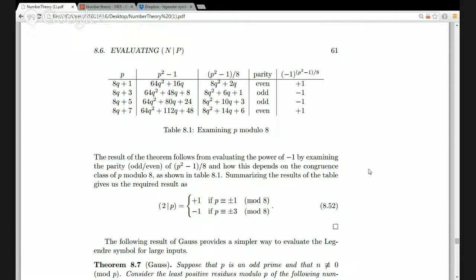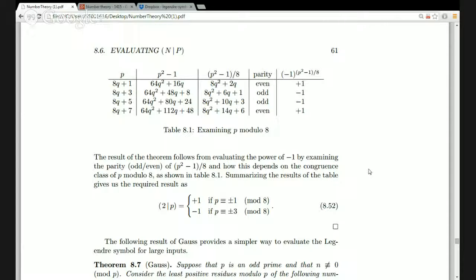So if we know p relative to 8, we now know what this power is, so we now know whether 2 is a quadratic residue modulo p. Knowing p modulo 8 is easy and cheap to do. You just divide it by 8 and look at the remainder. So we can now read off whether 2 is a quadratic residue or not modulo p.